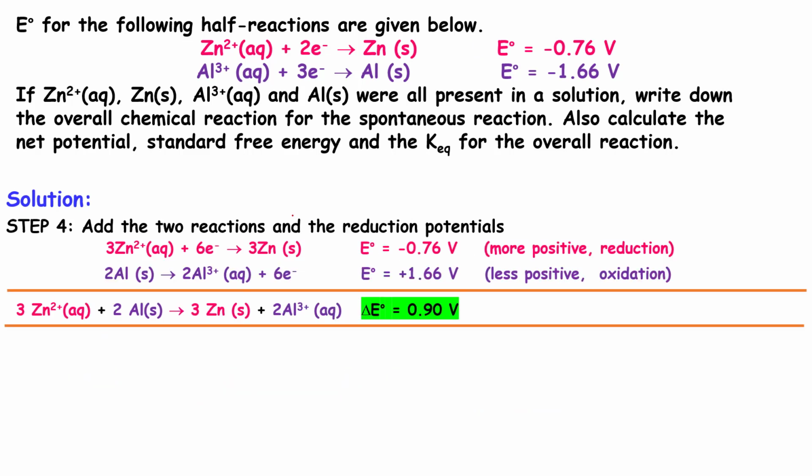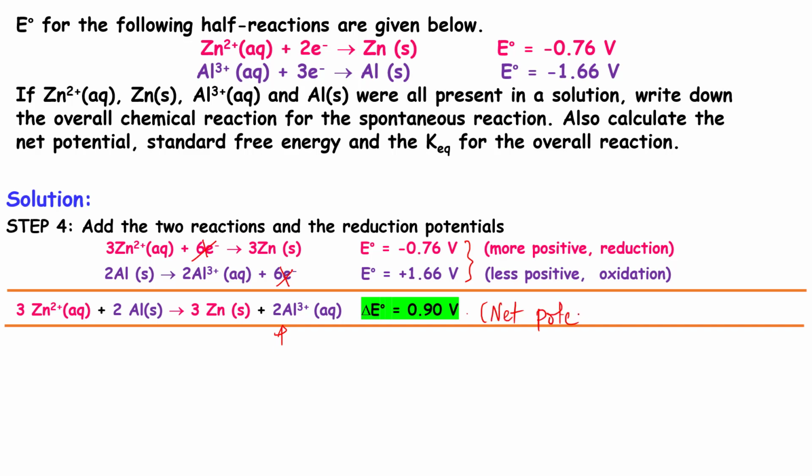And when you add the two reactions, because we have 6 electrons on this side and 6 electrons on this side, we can cross them out. We don't need to include them in the overall reaction over here. And then we just add up these two voltages, and you're going to get the delta E naught value of 0.90 volts. And we call this delta E naught value the net potential of the reaction.